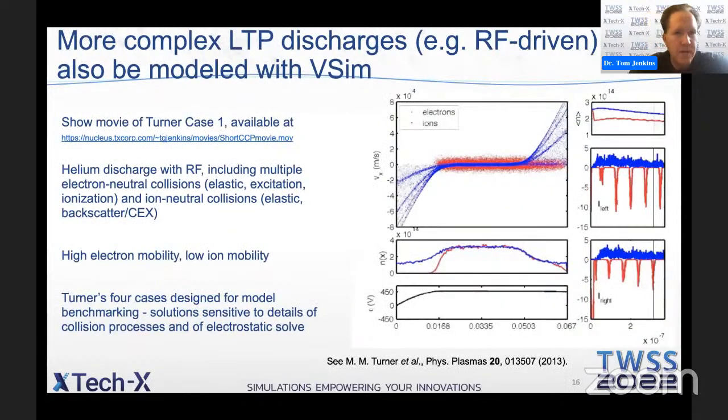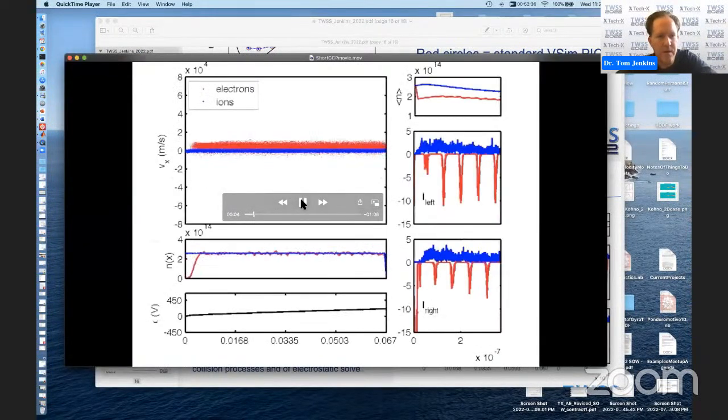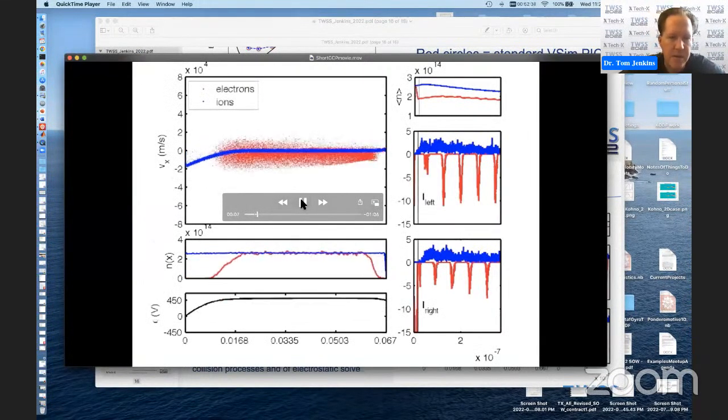From there, I wanted to mention, some of you have probably seen me talk about this before, we can also model RF discharges with the VSim package. This movie that I'll show you is a discharge posed by Miles Turner. And this essentially is a simulation benchmark suite that he's proposed in this paper.